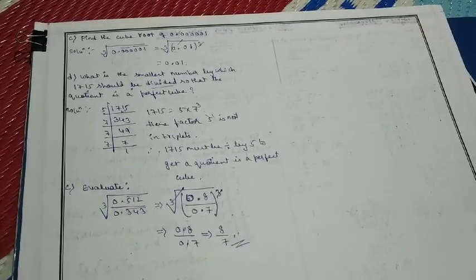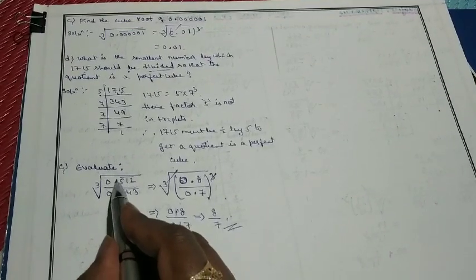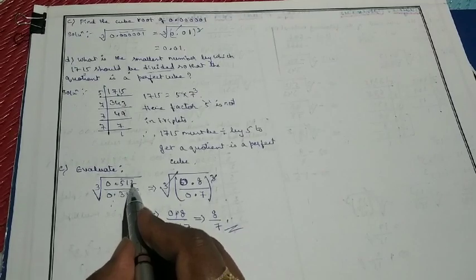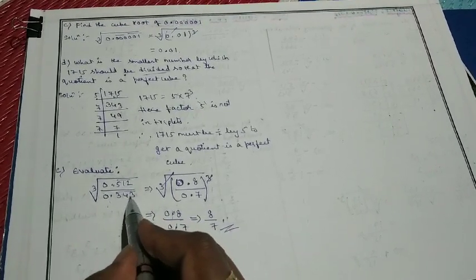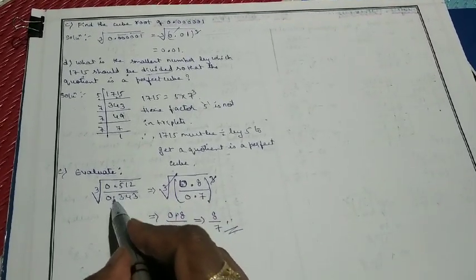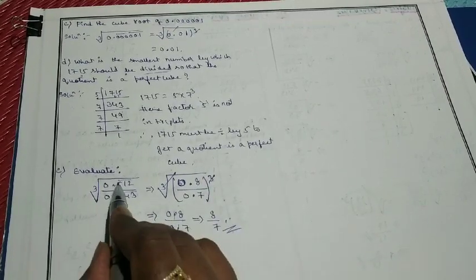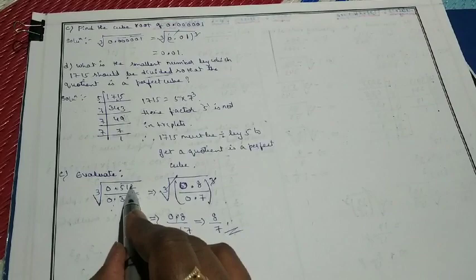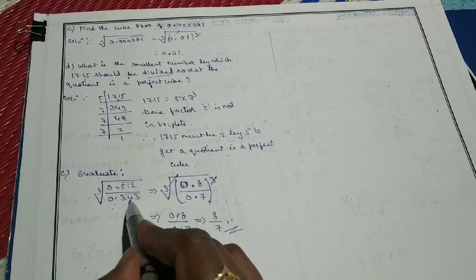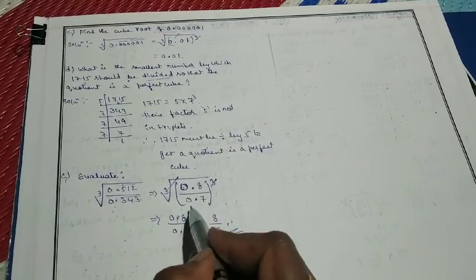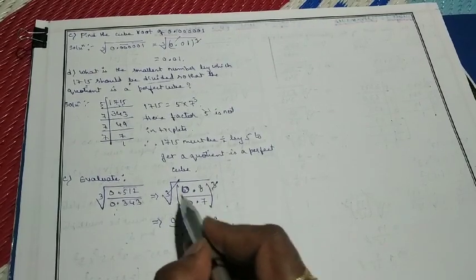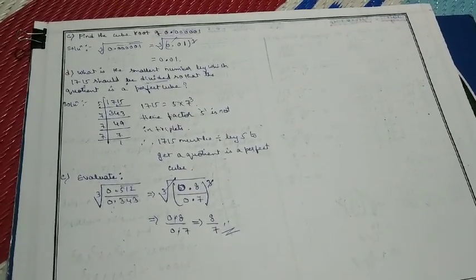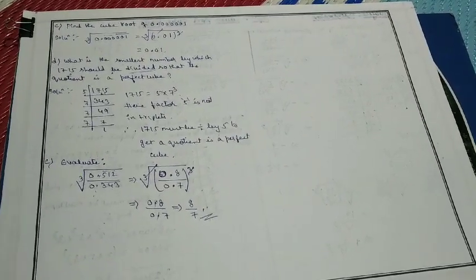Or you can do it by another method, children. At the beginning itself you can cancel the decimal point, because after the decimal point we have the same number of decimal places in both. So the decimal point can be cancelled, and then you will get 512 divided by 343. 512 is a perfect cube of 8 and 343 is a perfect cube of 7. Then you can write 8 by 7 whole cube. Then cube and cube root get cancelled. 8 by 7 is the answer. Is it not easy? Yes. Now let us move to the second question, children.